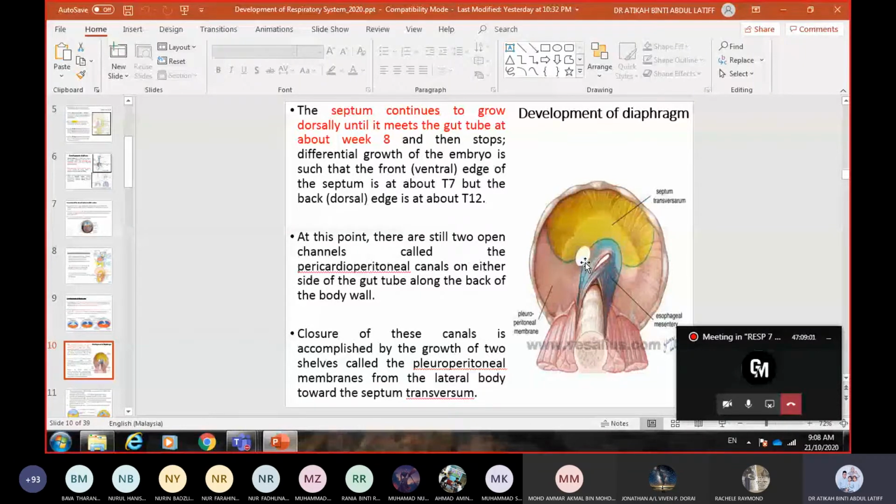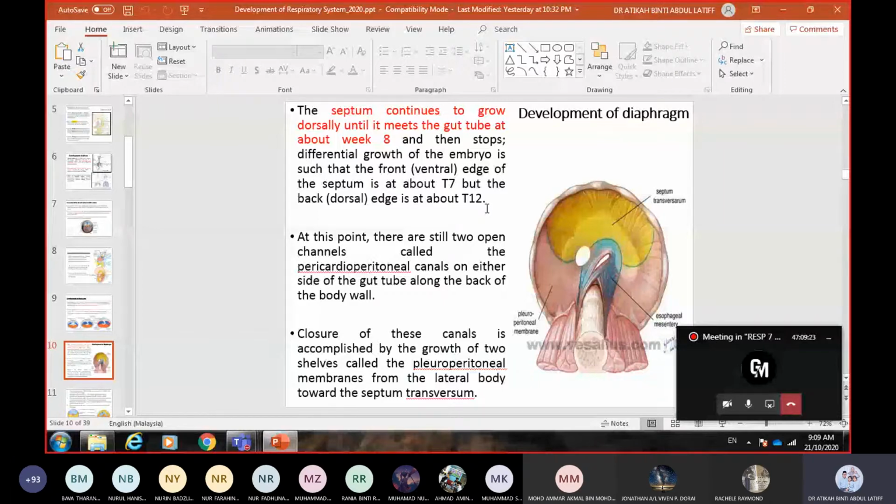So because it grows dorsally and also inferiorly, that's why at the end it is a bit lower. At the back, it is at about T12 level because it grows dorsally and also inferiorly. Okay, a bit to the back, to the bottom. Okay.